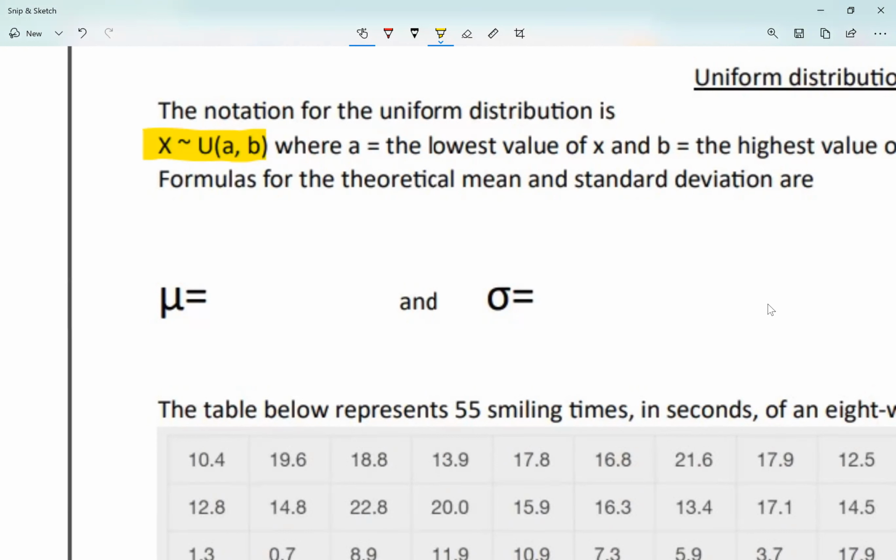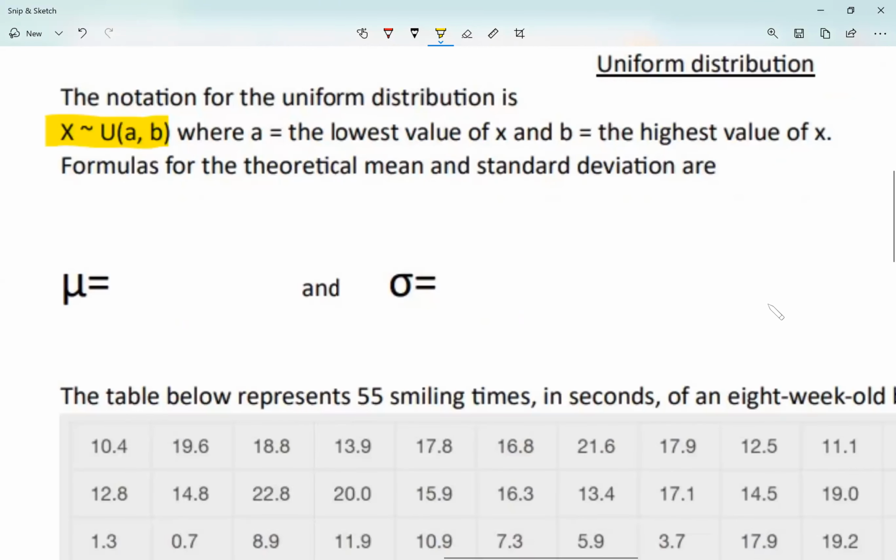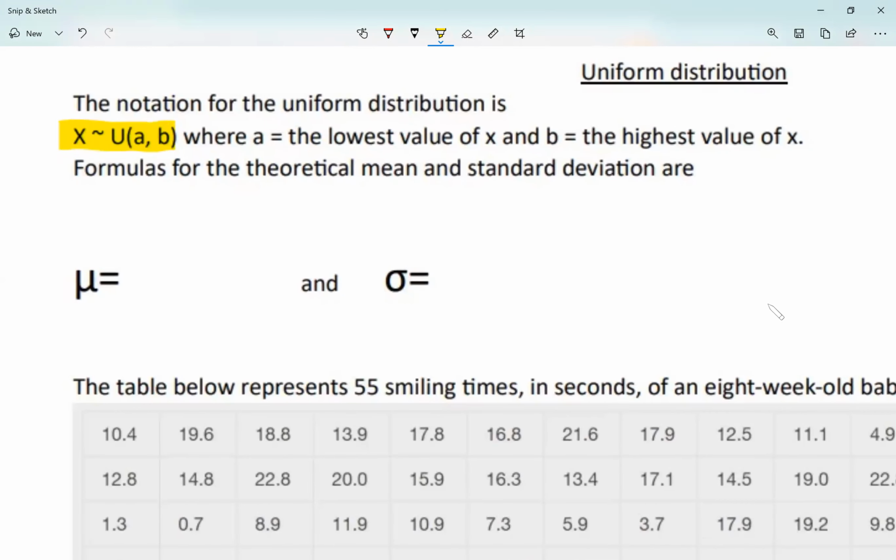In general, those are going to be numbers. A and B are going to be numbers. A is the smallest number of my data. So I'm going to have some data, a list of numbers. A is the smallest number of my data, and B is the highest value of my data. I even wrote over here where A is the lowest value of X and B is the highest value of X. Now, the formulas for the theoretical mean and standard deviation are going to be a little bit different than what we are used to.